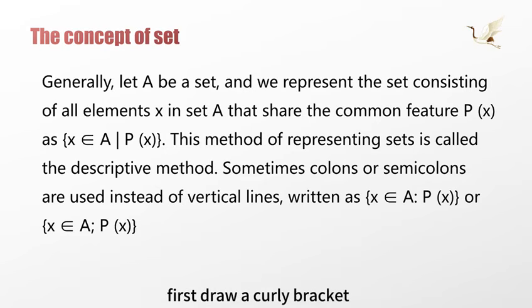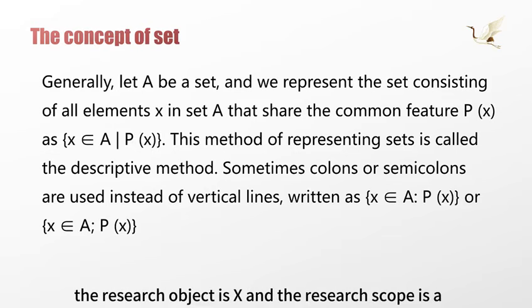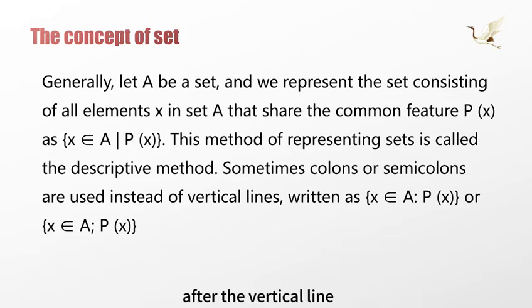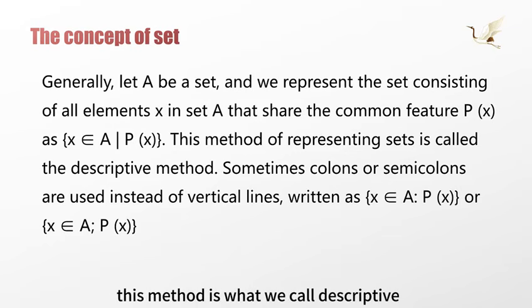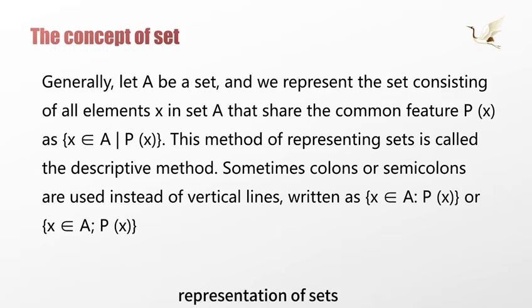First, draw a curly bracket with a vertical line separating it. The research object is x and the research scope is A. After the vertical line, we write down its common features. This method is what we call the descriptive representation of sets. Of course, sometimes we use colons or semicolons instead of vertical lines.